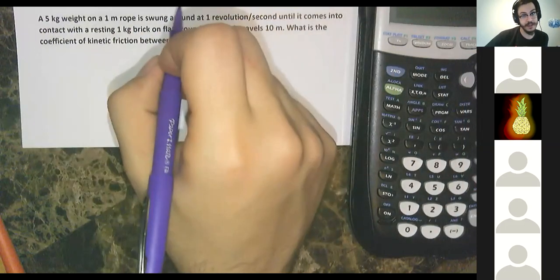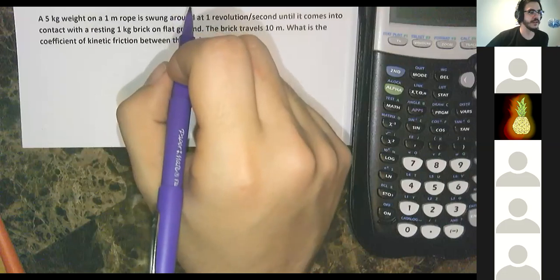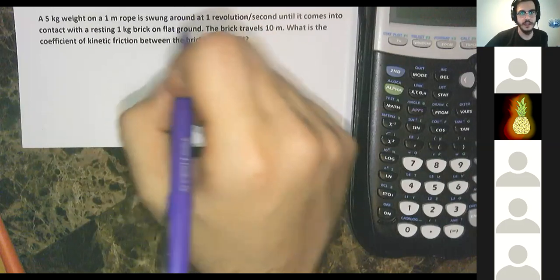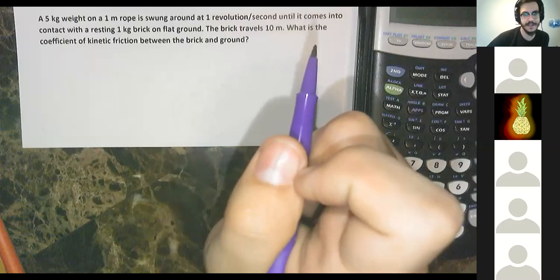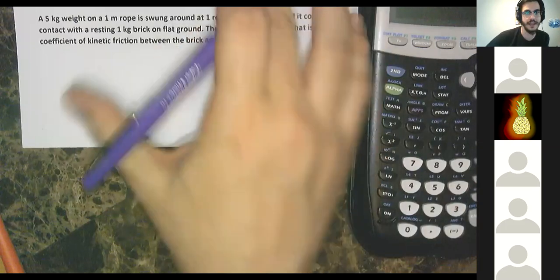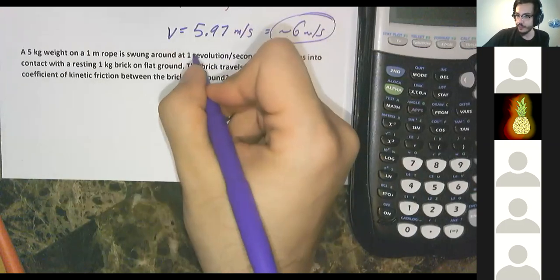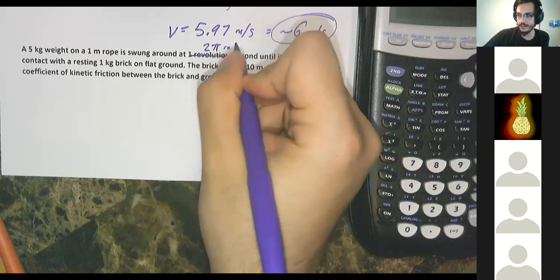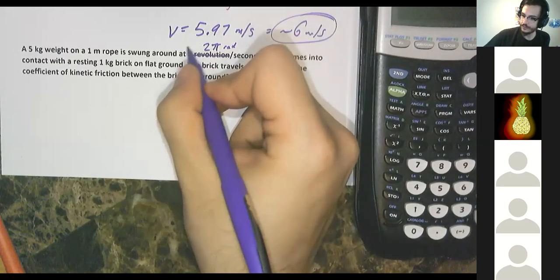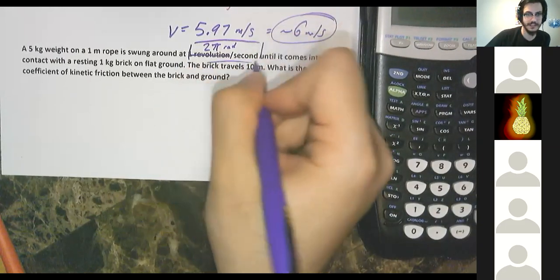So this is a point mass. That's important because that allows us to find its moment of inertia. And then 1 revolution per second. Revolution is not a metric base unit, so we need to turn that into rads. So 1 revolution is 2 pi radians per second. So that is our speed.